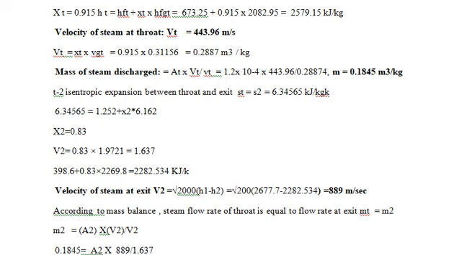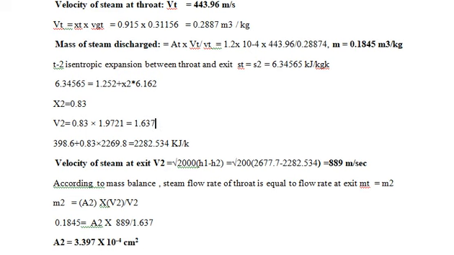Then the velocity of steam at exit, V2 equal to under root 2000 in bracket H1 minus H2, equal to under root. Put all the values, we are getting 889 meter per second. That means we are getting the velocity of steam at exit equal to 889 meter per second.